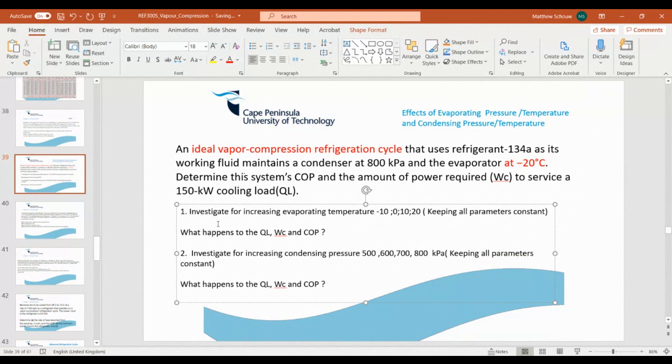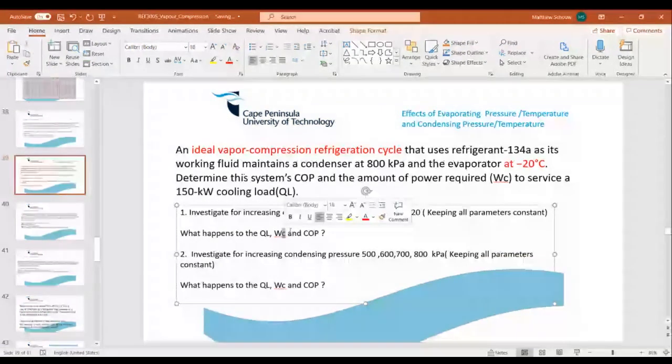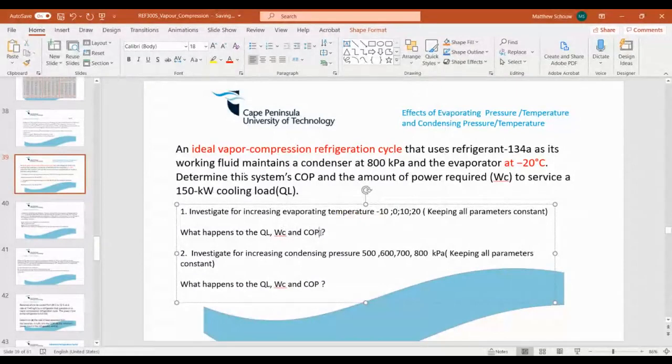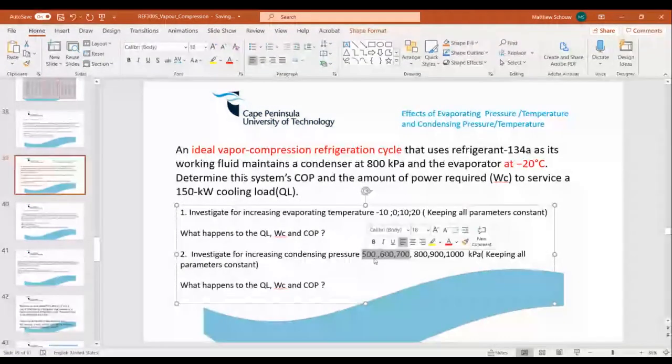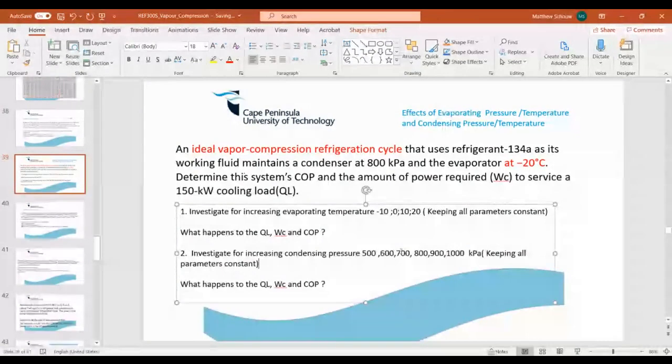What happens if you increase evaporation temperature? What happens to the cooling load? What happens to the compressor work? What happens to the COP? If you increase the condensing pressure from 500, 600, 700, 800, in fact maybe we can just say from 800, 900 to 1,000, which is really a big jump, look at what happens to the QL, WC and COP. Write a small paragraph with some reasoning.